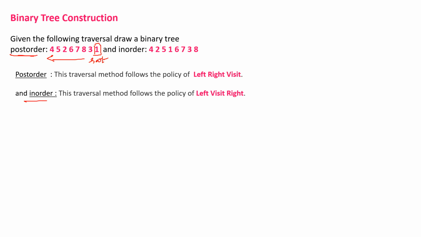And in-order traversal method follows the policy of left visit right. Here, left visit right means the left subtree of the node is traversed first, then the node is visited, and then the right subtree of the node is traversed. So in order actually helps us to identify, here in this example, root node is 1, which nodes are present in the left subtree and which nodes are present in the right subtree of the root node.